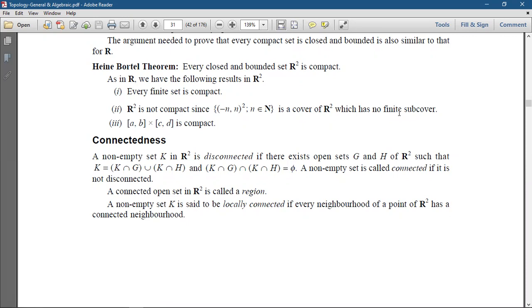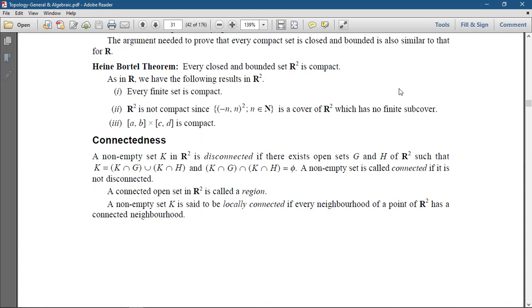As in R, we have the following results. The first one is that every finite set is compact. That means if any set is finite, it must be compact. Next, R square is not compact, since the sets (-n, n) squared, where n belongs to N, form a cover of R square which has no finite subcover.